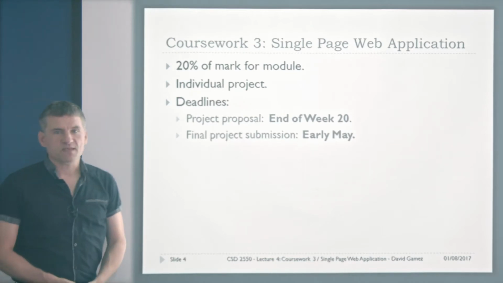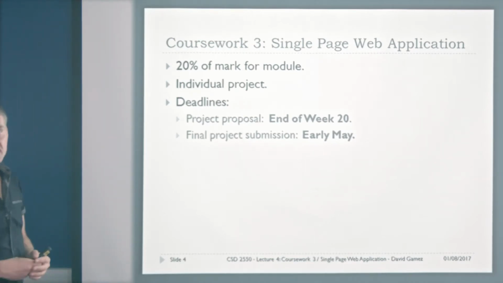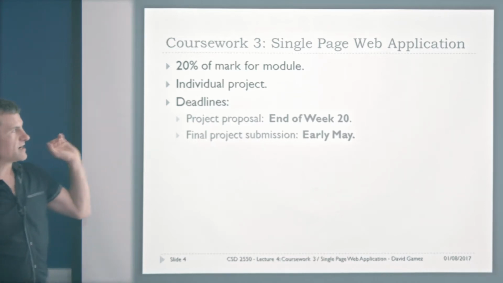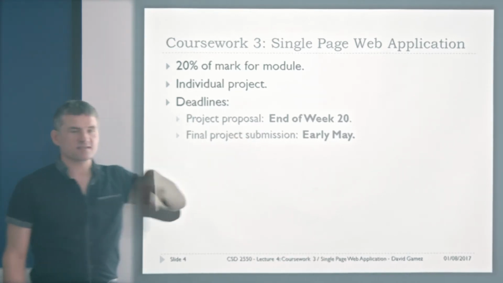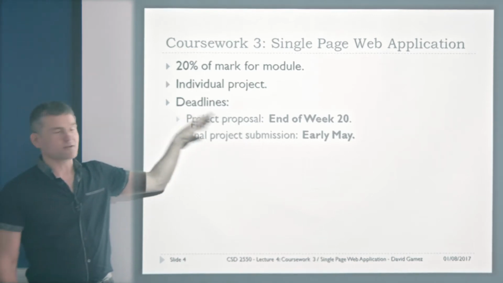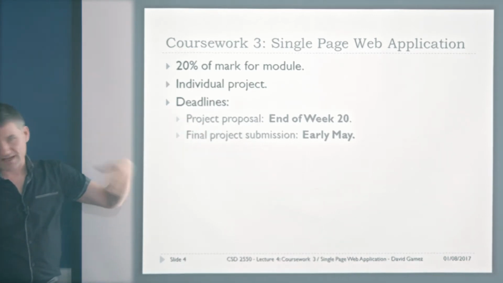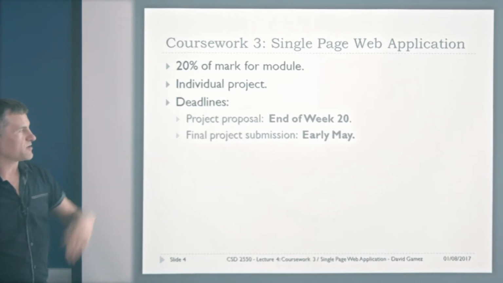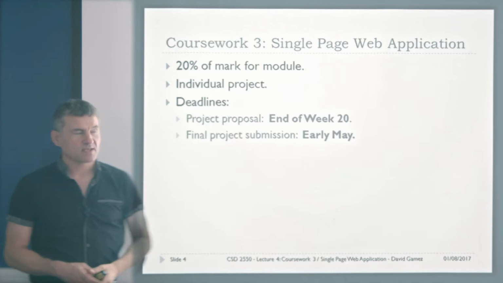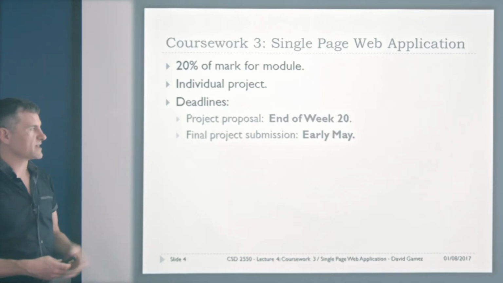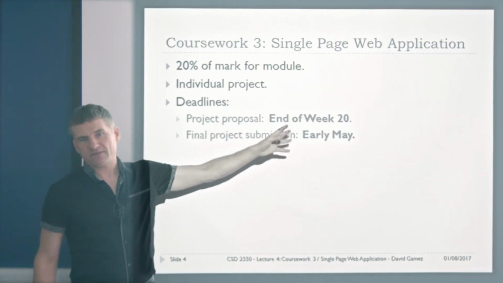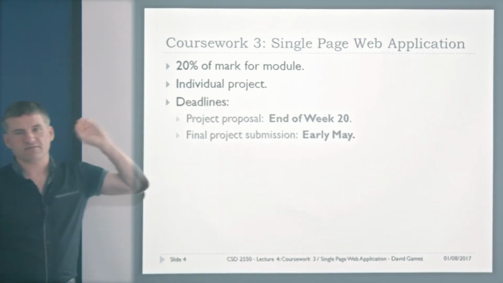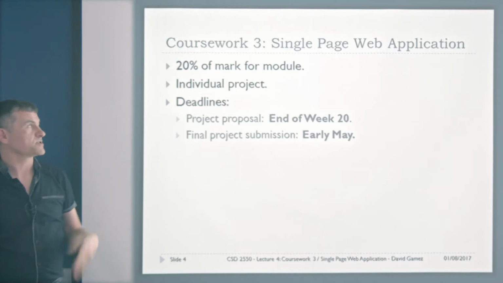So Coursework 3 is worth 20% of the mark for the module. It's an individual project, and the deadline is the end of week 20 as the latest possible time that you can submit the project proposal. As I'm going to explain, I recommend you submit it a lot earlier than that. And the final project submission is early May. As I've said in previous lectures, the exact dates vary year by year, and they are available in the full project description, which I'll show you a bit later.